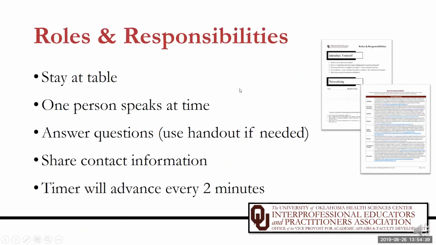Here's the activity we do for roles and responsibilities. It's a chance for them to share who they are and what they do. This activity occurs at the table. Please keep all of your team members at the table. One person speaks at a time.